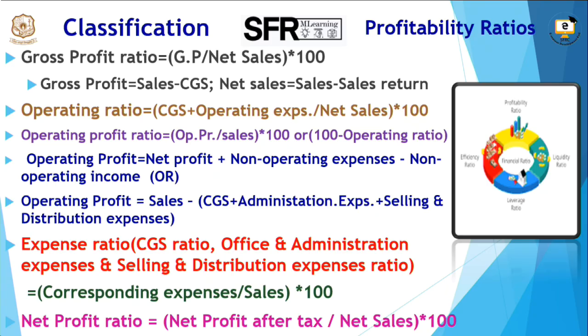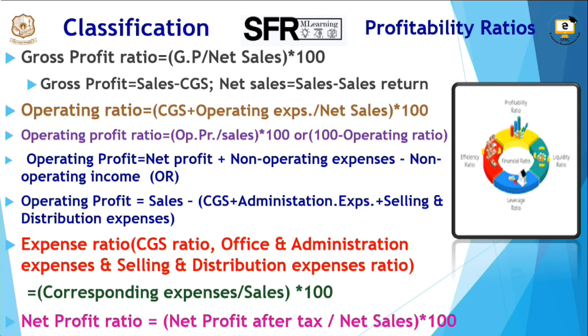Otherwise you have to calculate operating profit from sales minus cost of goods sold, administrative expenses, and selling and distribution expenses. That is sales, the cost of goods sold, administrative expenses, office and administration expenses, selling and distribution expenses. So these expenses are deducted from the sales, and we get the operating profit. That operating profit is used for calculating the operating profit ratio.